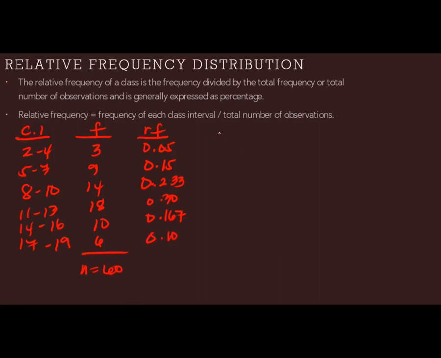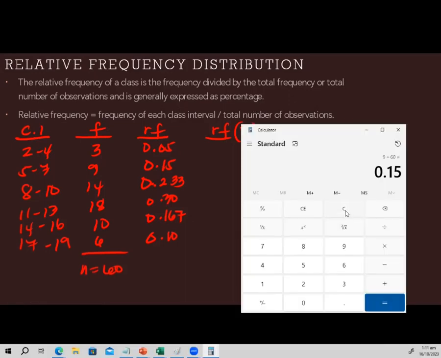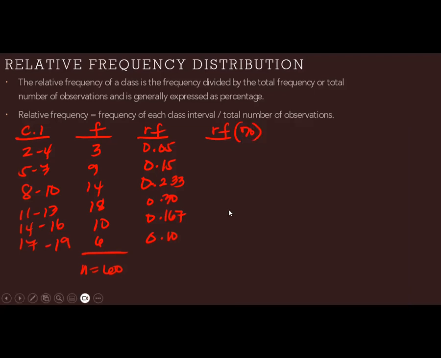So when we are going to look for the relative frequency percentage, what we are going to do is just multiply the relative frequency by 100. So for example, the first one here is 0.05 times 100. This will give us 5, so 5%.